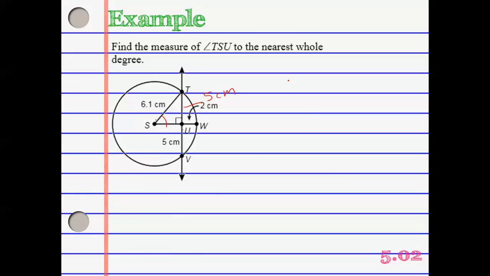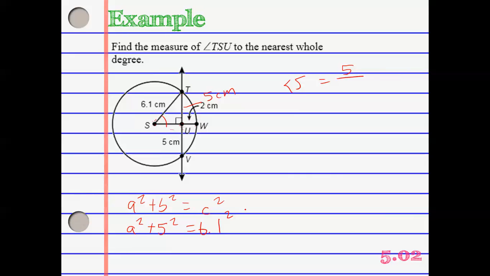Now, in order to find angle S, we need opposite over adjacent. The opposite is going to be 5, but we still don't have the adjacent side. We don't have SU. We know that UW is 2, but we don't know what the radius is, so the 2 doesn't really help us. Now, we have a right triangle, so I could use the Pythagorean theorem to solve for that missing side. So I have a squared, we'll leave that one blank, and then b squared we can put 5 in. So we have 5 squared, and then we have 6.1 squared.